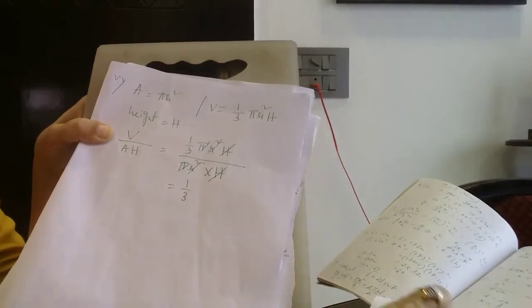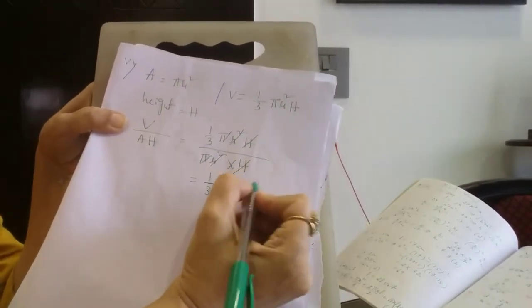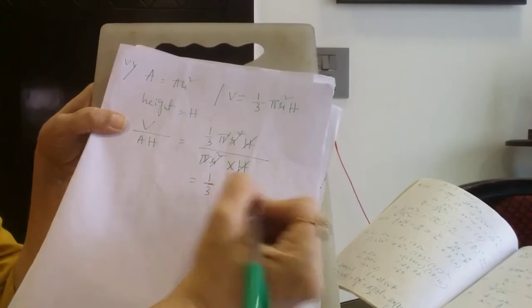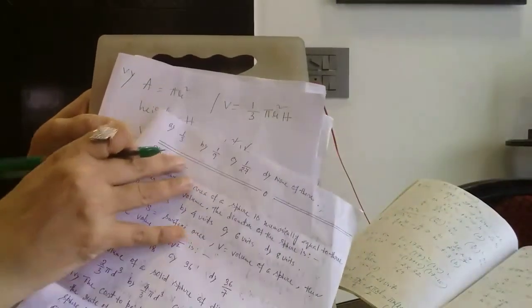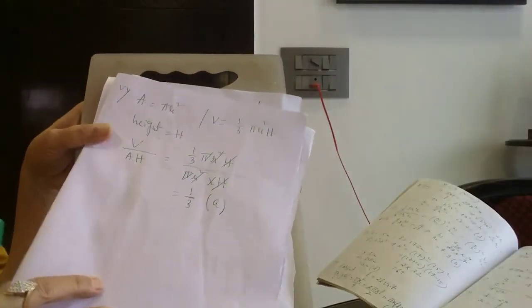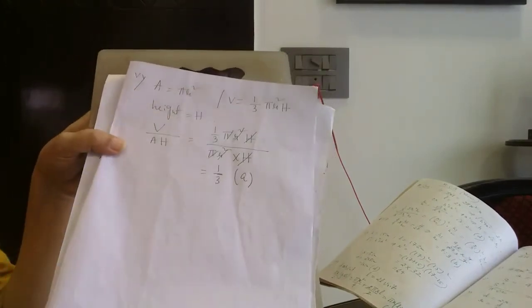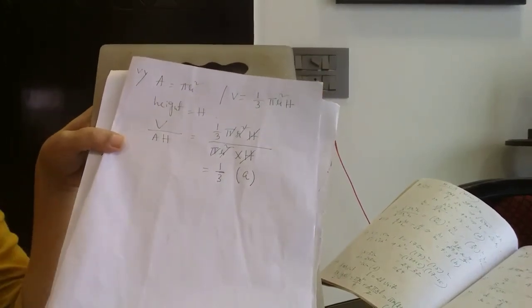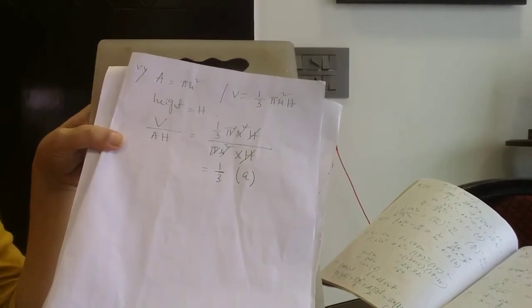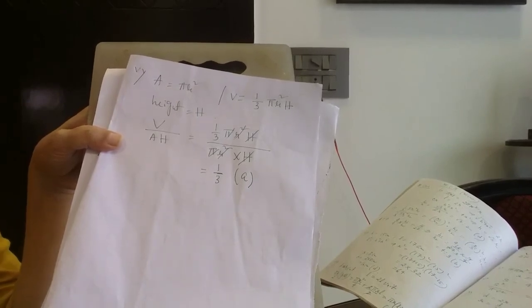Options are there, 1 by 3. So the first option, that is option A, is the answer: 1 by 3. This is the MCQ part from right circular cone. Next day I will show you the MCQ part from mensuration, that means the chapter of sphere, and the algebra part.